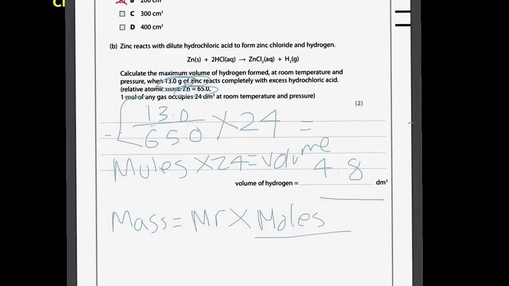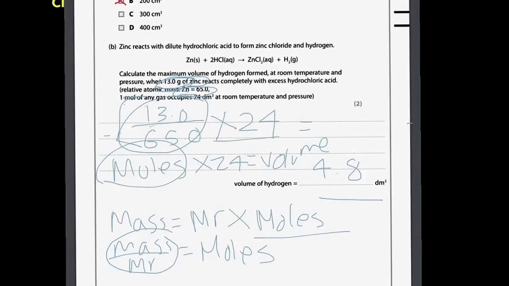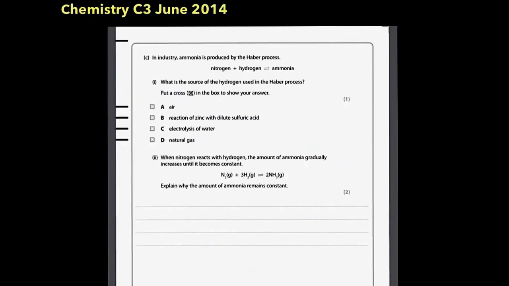So what we do is mass divided by Mr equals moles. I'm just going to elaborate on this. This is how I got from here, and this gave me the moles, and then you just had times 24.